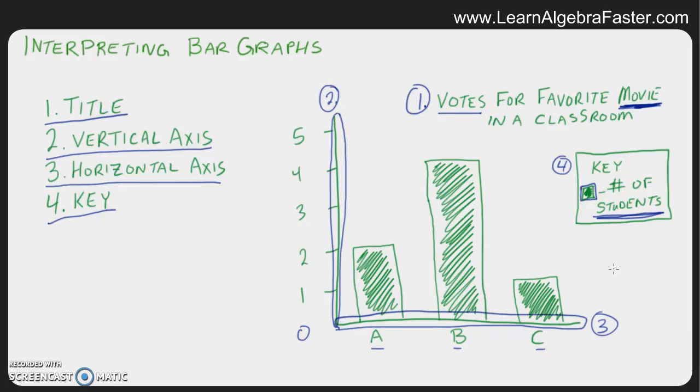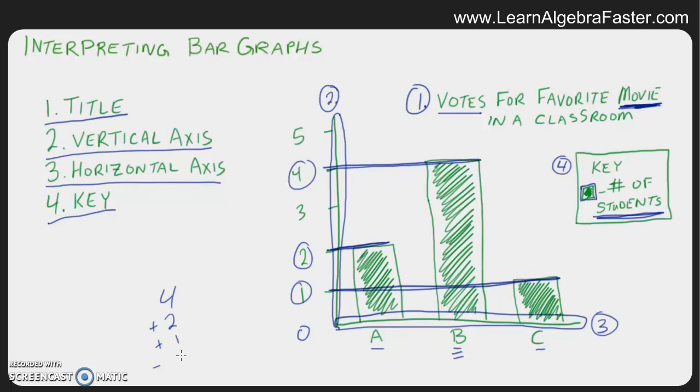And now let's look at the actual graph, and we can see that 2 people voted for movie A, 4 people voted for movie B, and 1 person voted for movie C. So you can tell by judging the bars that movie B is the favorite movie. And another thing that's kind of cool about bar graphs is that you can actually sum all the data to find out the whole group size. So if 2 people voted for A, 4 people voted for B, and 1 person voted for C, then all we have to do is add these numbers, and we can find out that there are 7 kids in the classroom.